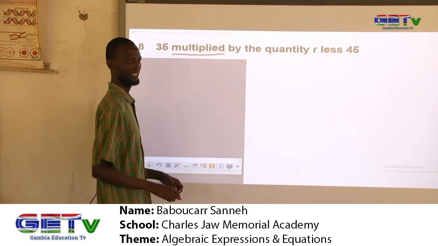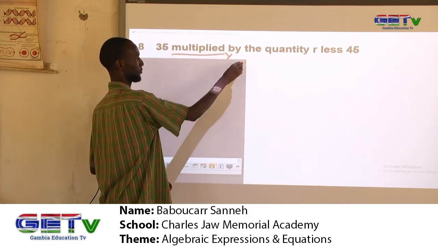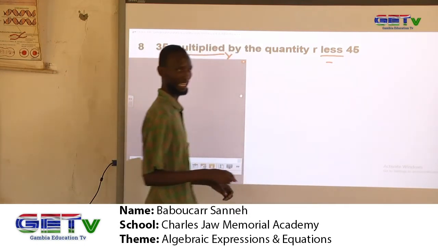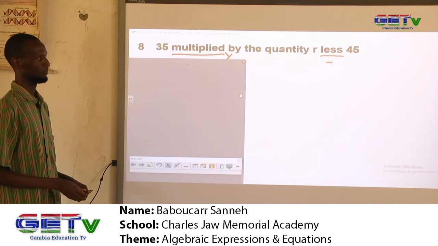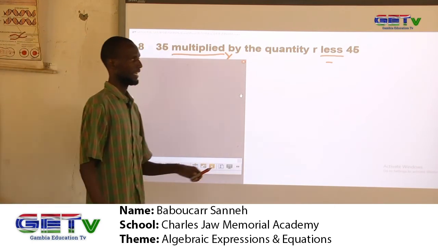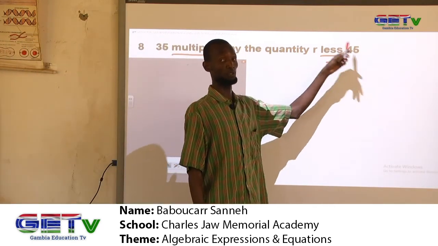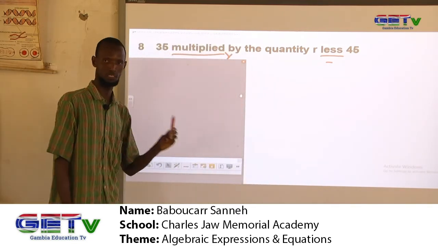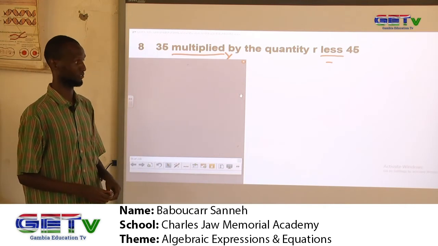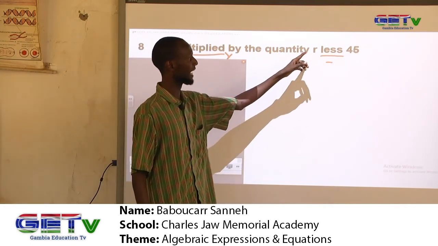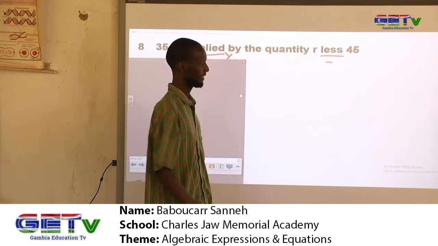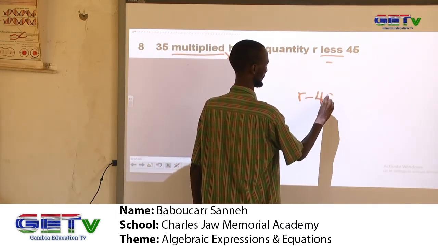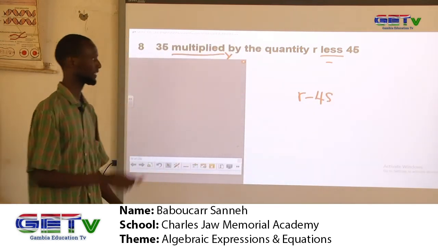Multiplied by, indicating times, multiplication, right? Less is still subtraction, just like less than. But where are they different? In less than, you switch the terms. But in only less, you don't switch the terms. They maintain their positions. So if I'm going to write r less 45, I'll simply write that as r minus 45. That will give me r less 45.